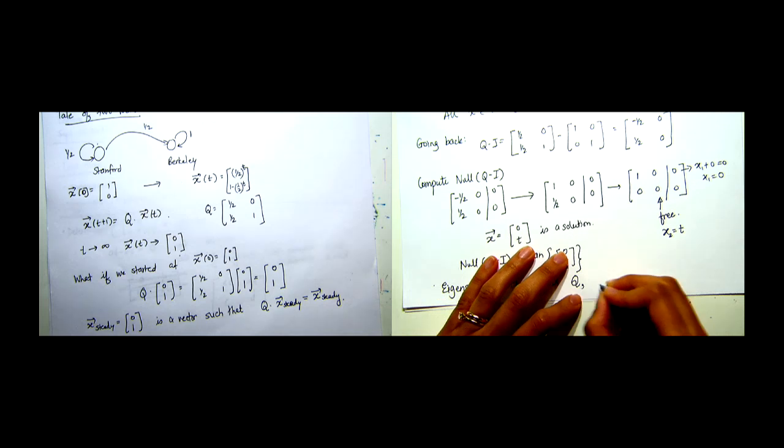So this span, which is the null space of q minus I, we call this the eigenspace of the matrix q corresponding to eigenvalue 1. So what does eigenspace and eigenvalue mean? We will define this in just a minute. But fundamentally, eigenspace and eigenvalue are basically saying what are the fundamental directions and what are the fundamental values that are part of this matrix. That's basically what eigenspace and eigenvalue mean.